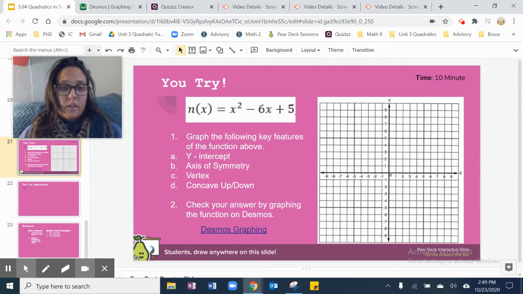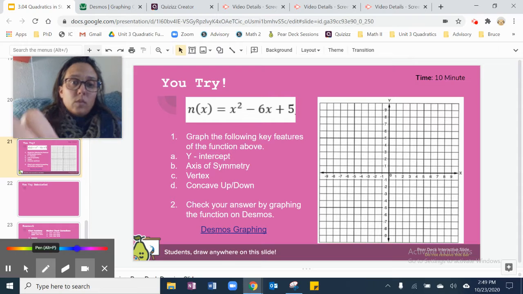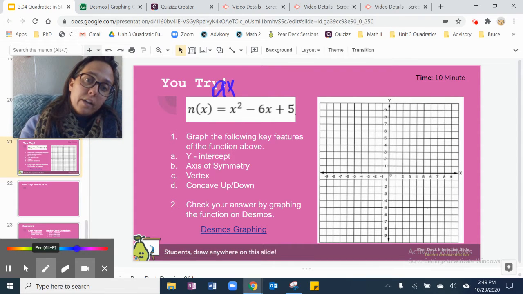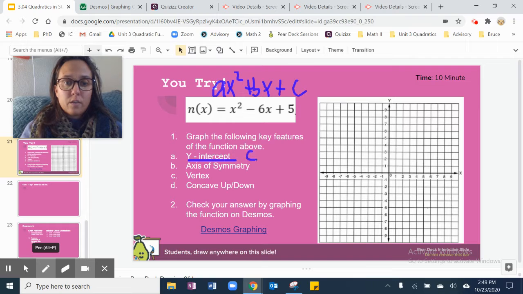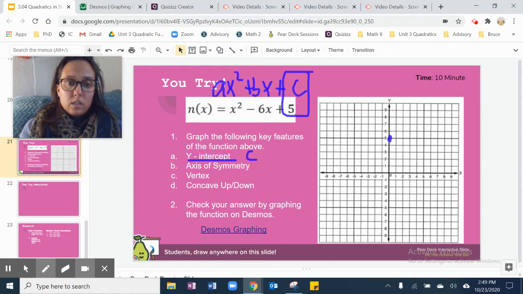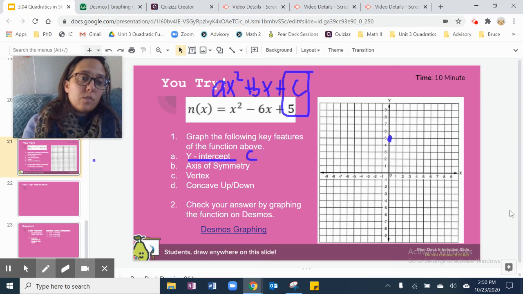Graph the following key features of the function above, the y-intercept. Well, I'm just going to write my formula above it, so it's easy for me to line up the numbers. So y-intercept is our c value, and c is lined up with 5, so I'll go ahead and plot 5 on my graph.